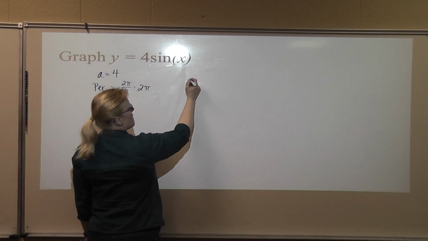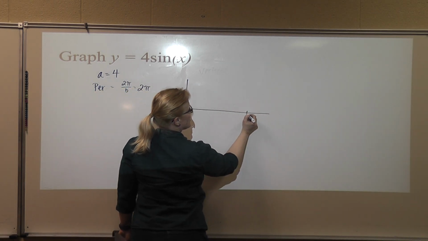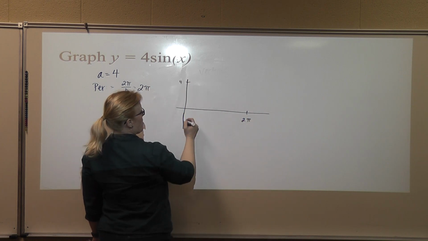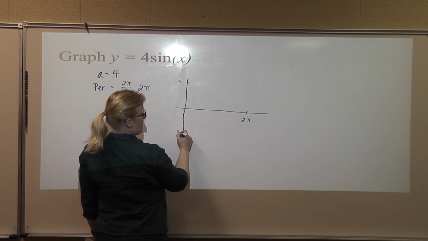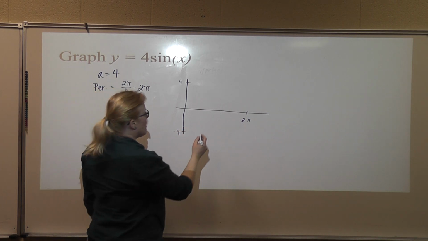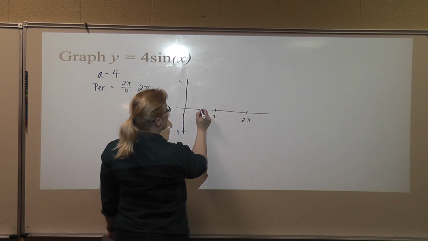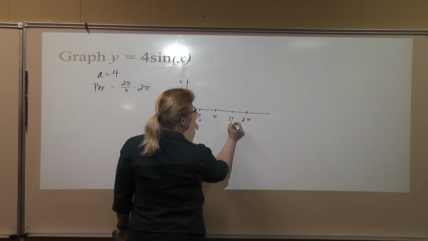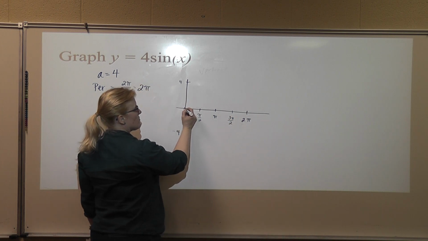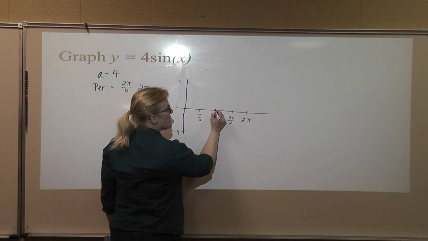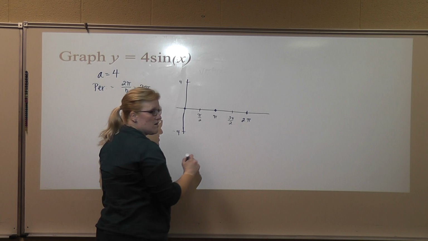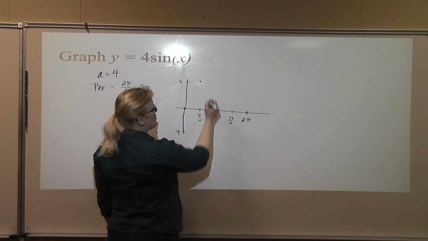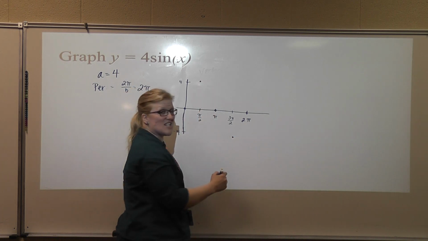Okay, so I come over to my graph. Here's 2 pi. It's going to go now from 4 to -4. Here's pi, because that's in half. Here's pi over 2. Here's 3 pi over 2. I know it's going to start at 0, and I'm going to have a 0 here, and a 0 here. But this time, instead of just going to 1, it's going to go clear up to 4, and clear down to -4.